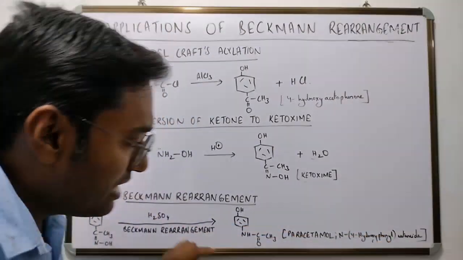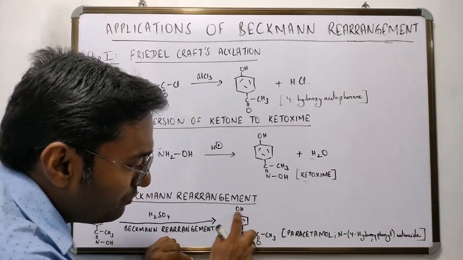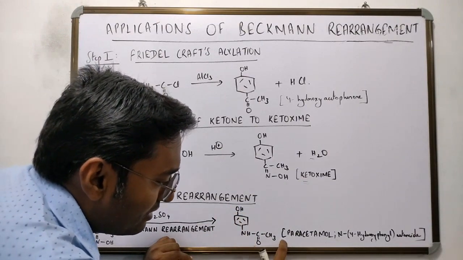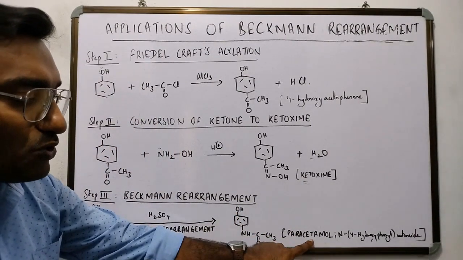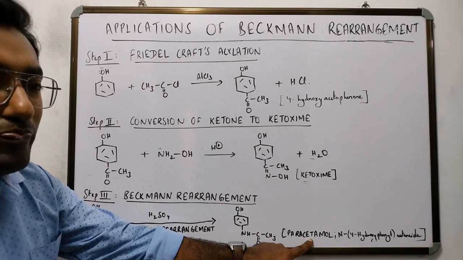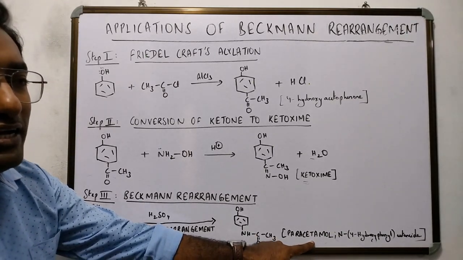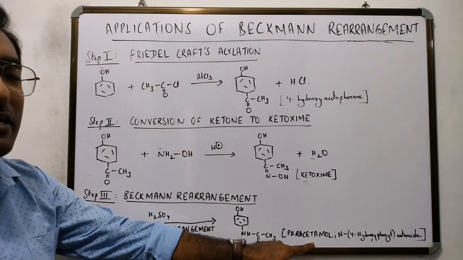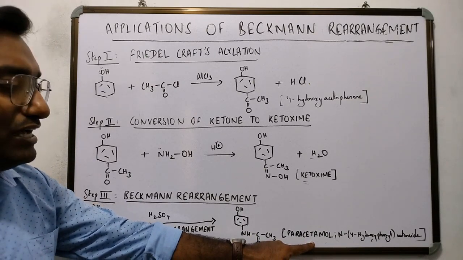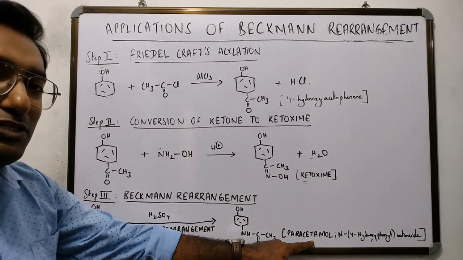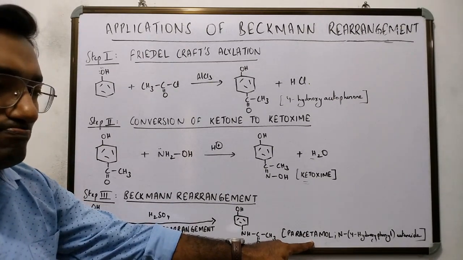The summation of these 3 events leads to the formation of the N-substituted amide, which in this case is N-(4-hydroxyphenyl)acetamide, which is also called paracetamol. You may be familiar with the use of paracetamol. It is used as an antipyretic to bring down fever. It is also used in mild to moderate pain. It is used as an analgesic.